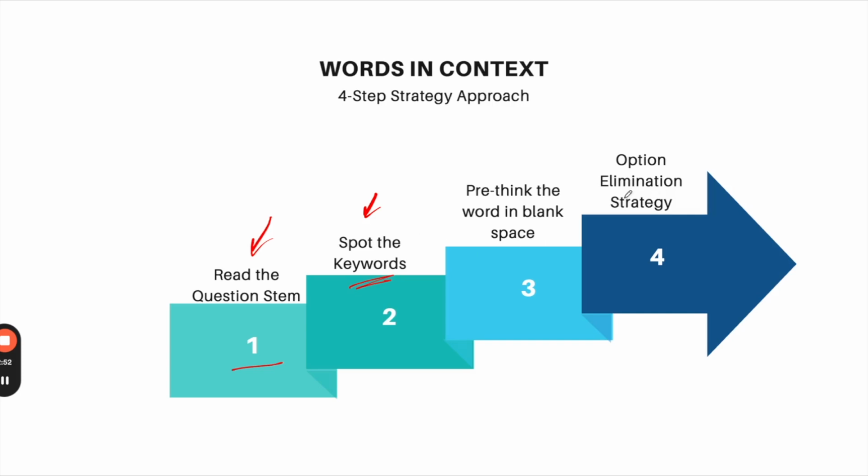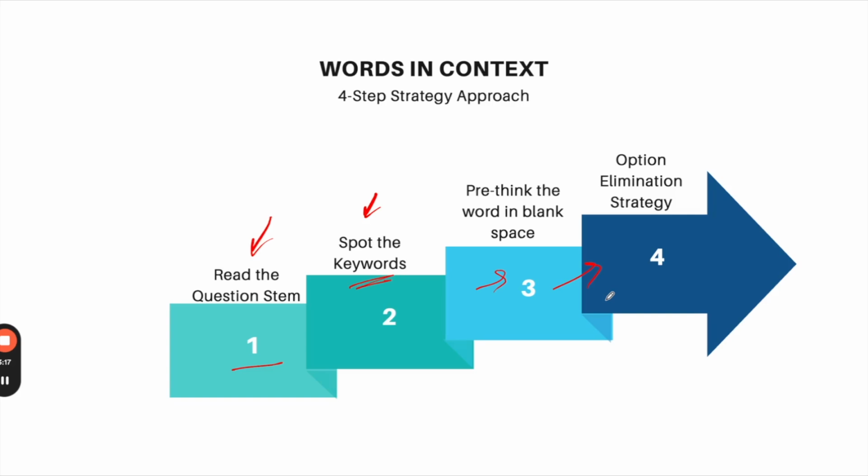Now, before you jump to the options, you should always pre-think as to what that word can be in that blank space. It can be a word that you can come up with, or it can be even a phrase that fits well in that blank space. Once you have that clear understanding of what you require in that blank space, you can go ahead with option elimination, right? You can eliminate all the options that don't match with your understanding.